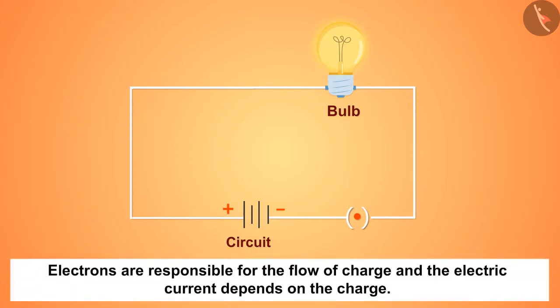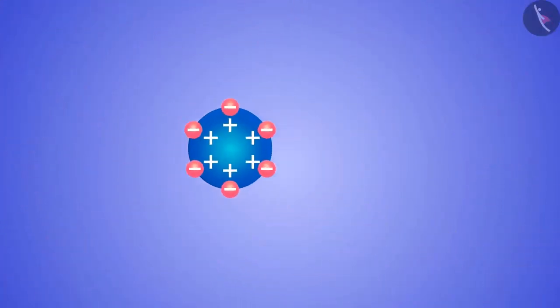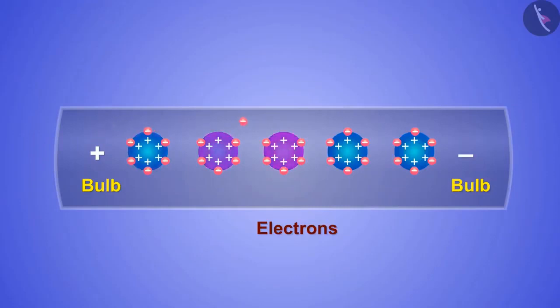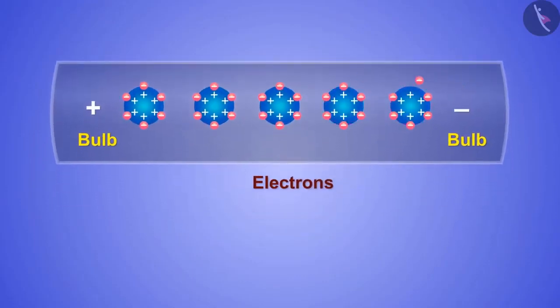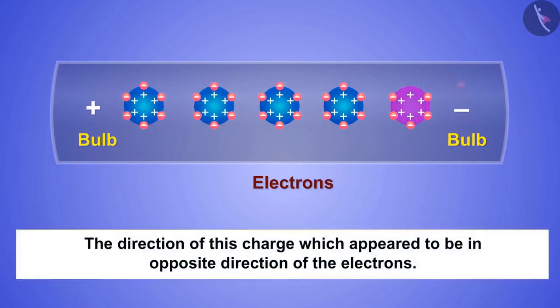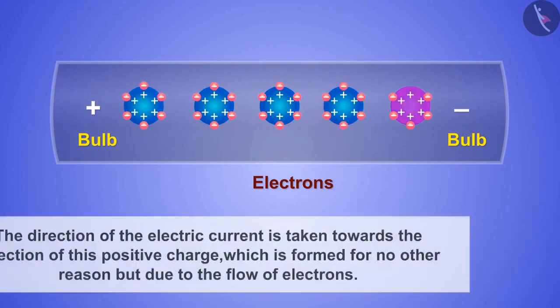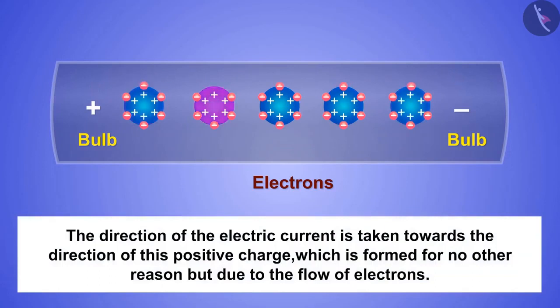But we also know that electrons are responsible for the flow of charge and the electric current depends on the charge. Then why does the electric current move in the opposite direction? Due to the flow of electrons, a positive charge is generated in the metallic wires. The direction of this charge appears to be opposite to the electrons. The direction of the electric current is taken towards the direction of this positive charge, which is formed for no other reason but due to the flow of electrons.